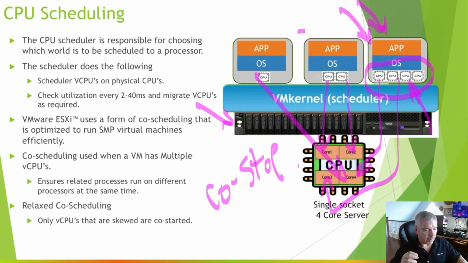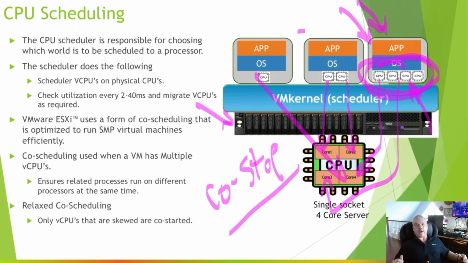Co-stop. So back in the version 2 and 3 days, maybe even 4, I'm not sure. Co-stop means, okay, I've got my 4 virtual CPUs here. All of you are going to stop right now. I'm not going to schedule any of you until I can find 4 available processors to run you on, to make sure everybody gets caught up. So co-stopping is something we've got to look for. That's bad.